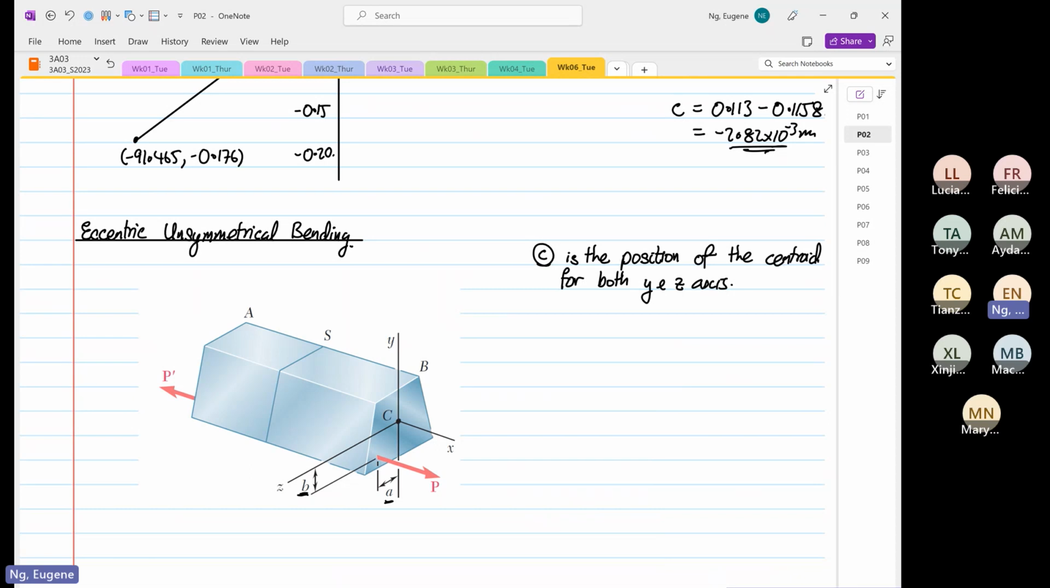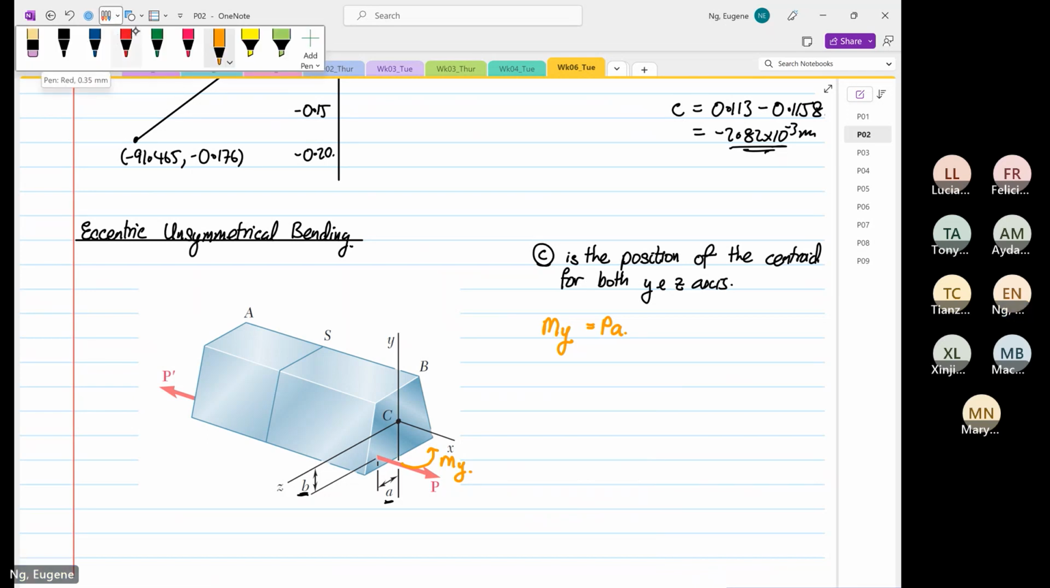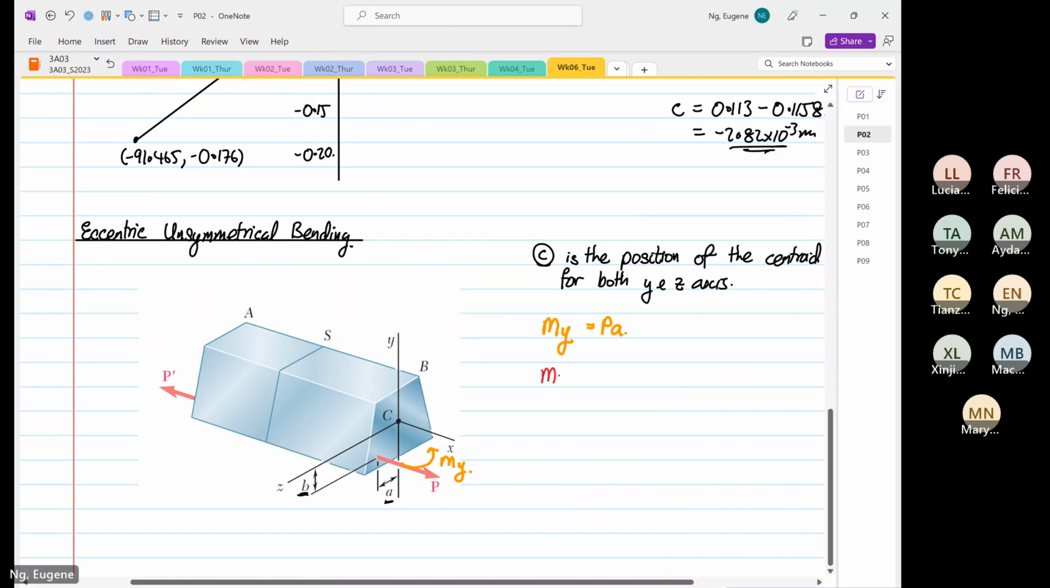So for this case, you are going to have two moments. You're going to have a moment about the Y axis. So I'll use a different marker. So the moment in the Y axis is equal to force times perpendicular distance, which is A. Over here you have a moment about Y. Then you have another moment in Z. So this will be equal to P multiplied by B. So the moment will be acting this way.